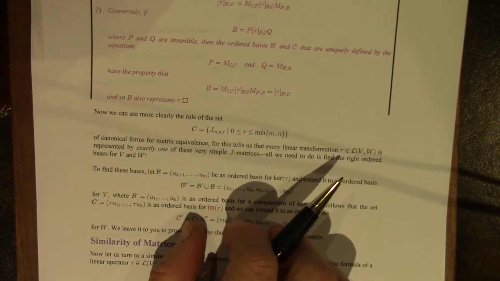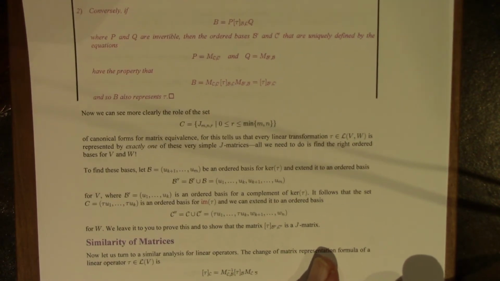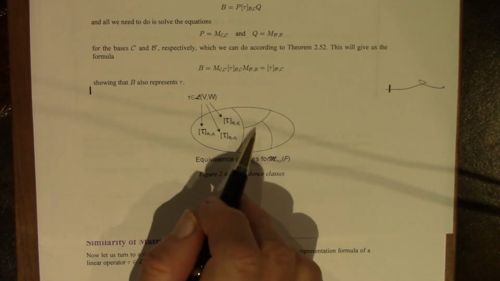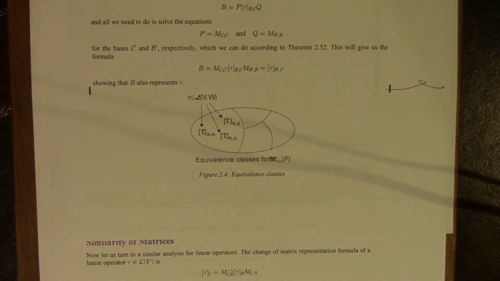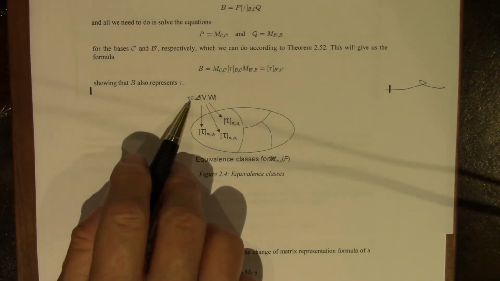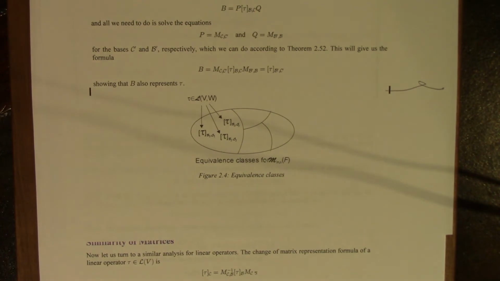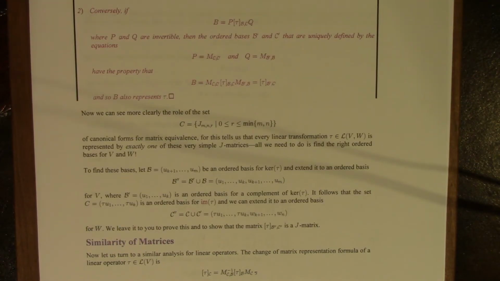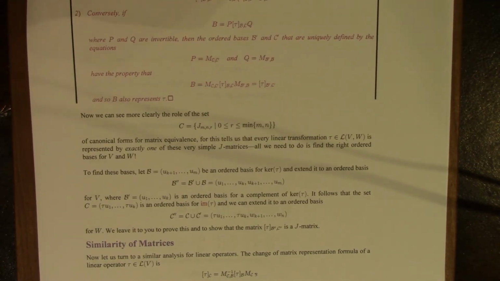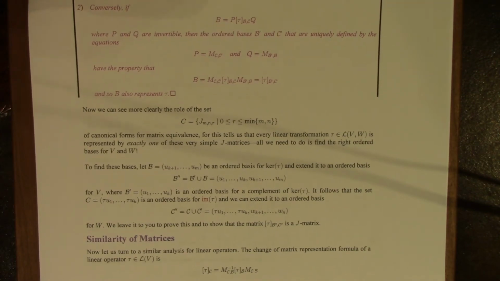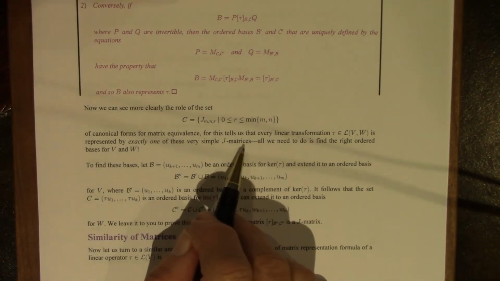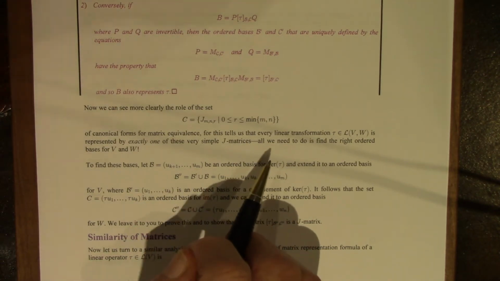that they are in fact a set of canonical forms, which means that there is exactly one J matrix in each matrix equivalence class, which means that every linear transformation from V to W can be represented by a J matrix, and that J matrix is unique. One and only one J matrix. Of course, that raises the question, which J matrix?